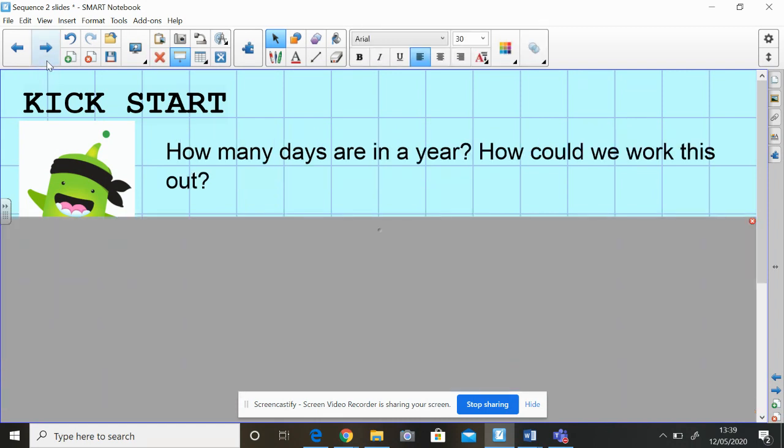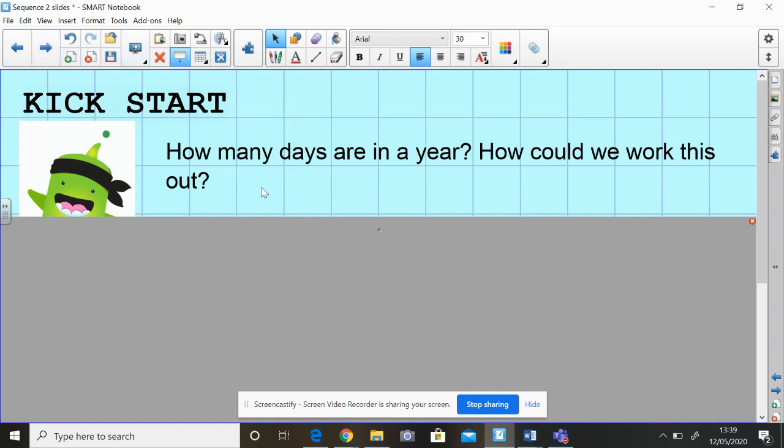Okay, so we know how many days there are in a week. We know how many days are in a month. How many days are in a full year? So the full 12 months, how many days are in a full year? What do you think we could do to work this out? We could add up all the days. So in January, there's 31 days. So add 31, add 31, add 30, add 30. Okay, you could do that because you know how many days are in a month. So you could add all the months together to work out how many days are in a full year.